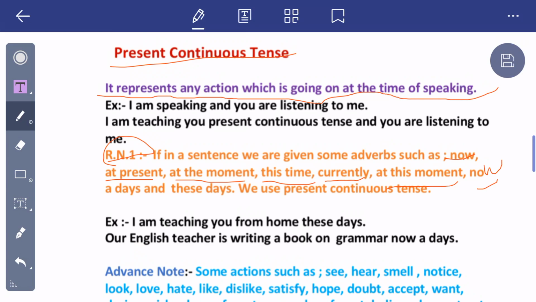Look at the first sentence given here. The first sentence is I am teaching you from home these days. Obviously it is going on nowadays. As you can see, these days I am teaching you from my home. So this is also an expression of present continuous tense. Look at the second sentence also. Our English teacher is writing a book on grammar nowadays. So in this what adverb is given? The adverbial phrase nowadays, and in the upper one was given these days. So if you are given these adverbial phrases or adverbs, you will use present continuous tense there. I hope it is clear to you up to now.